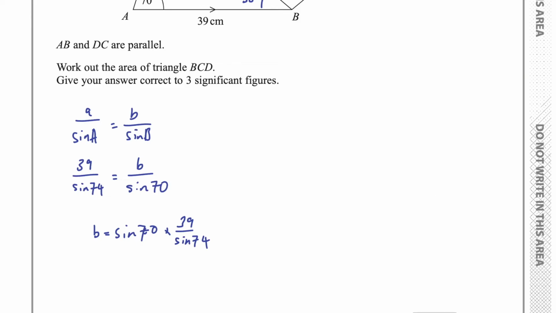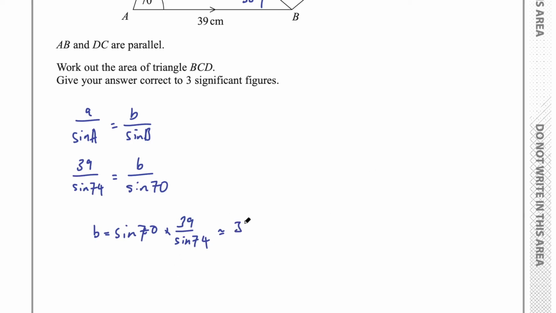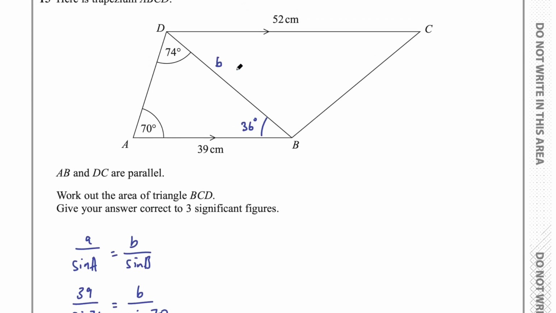Okay, so let's put that into a calculator. The sine of 70 multiplied by 39 divided by the sine of 74, and we get 38.125 approximately. So that's this unknown side, not really a hypotenuse, but just this unknown side. 38.125. And now I have this length, I can turn it into a hypotenuse.